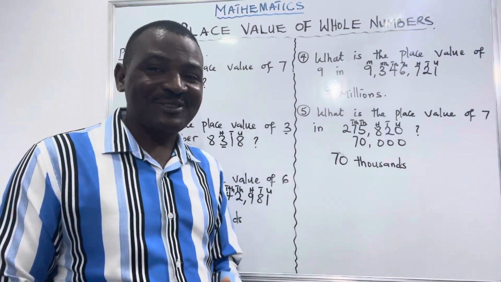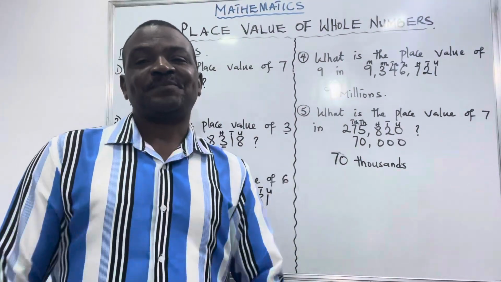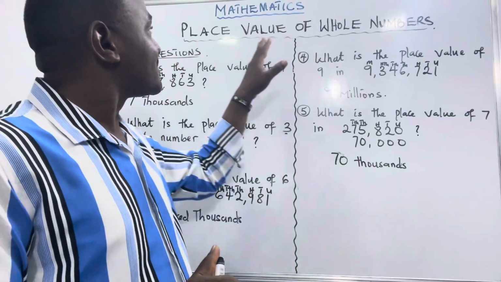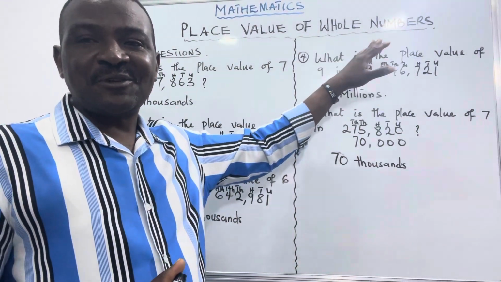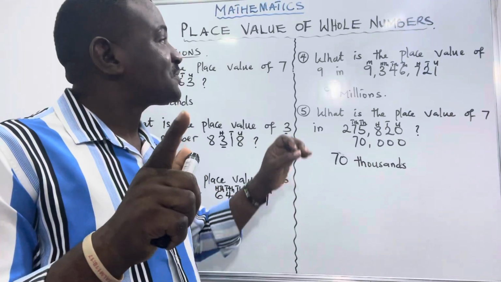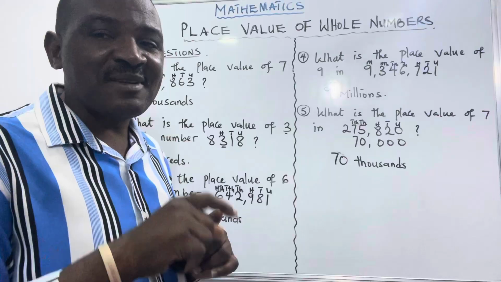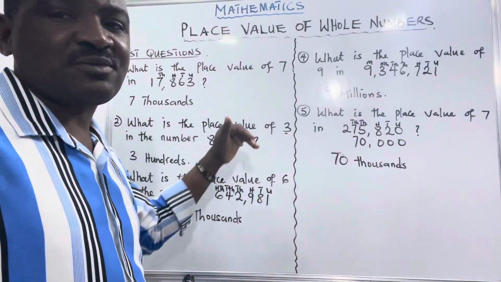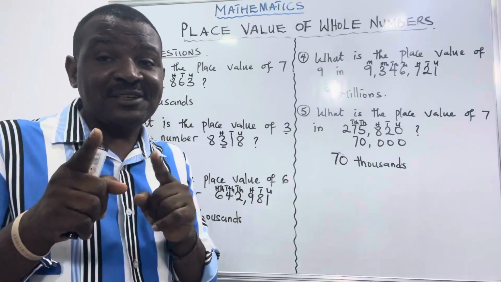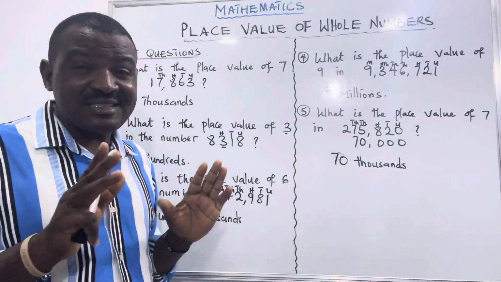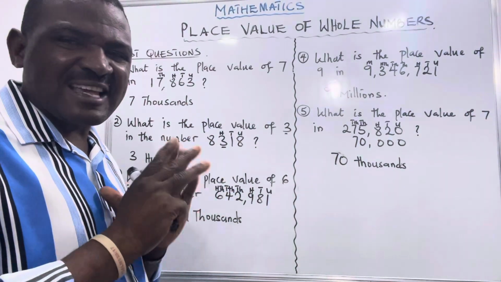Of course, option D, 70,000. Now, this is the end of place value of whole numbers. Now I'm going to do value in the next 5 minutes, and I'm going to use the same question, because sometimes they can ask for place value, sometimes they can ask for value. Don't bother too much. It's still the same principle. I'll just teach you the trick on how to quickly get the answer.